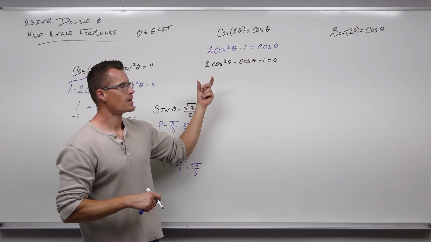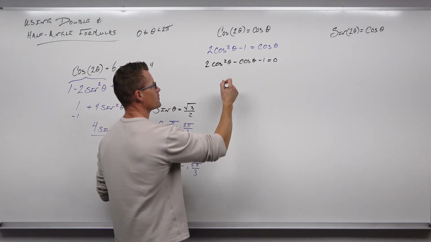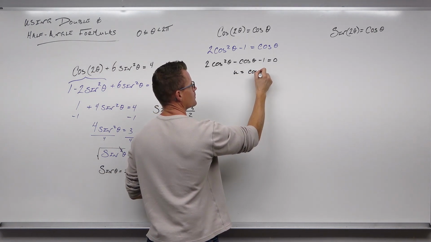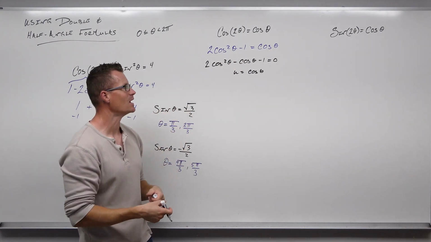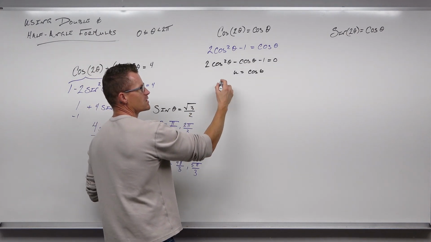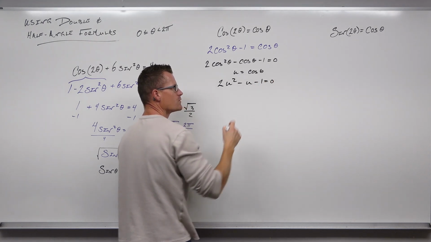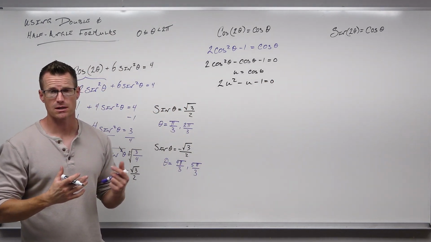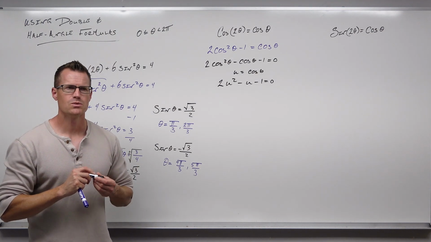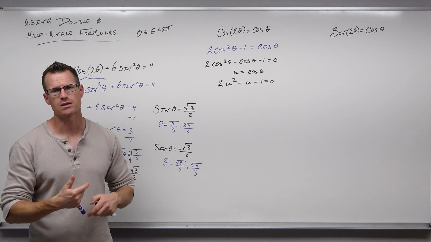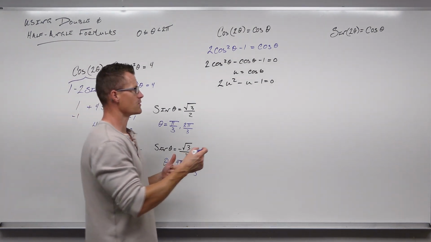Now that we have this, this could be an opportunity for a substitution. You could call cosine theta equal to u. You have something raised to the second power, something raised to the first power, and it's the same something. Call that u, or some other dummy variable. So we get 2u squared minus u minus 1. We've talked about substitutions a lot in this series and in past series. It just lets you factor easier. It lets you change things that look hard to factor into things that are easy. So 2u squared minus u minus 1 is pretty easy for us to see that we can factor that.